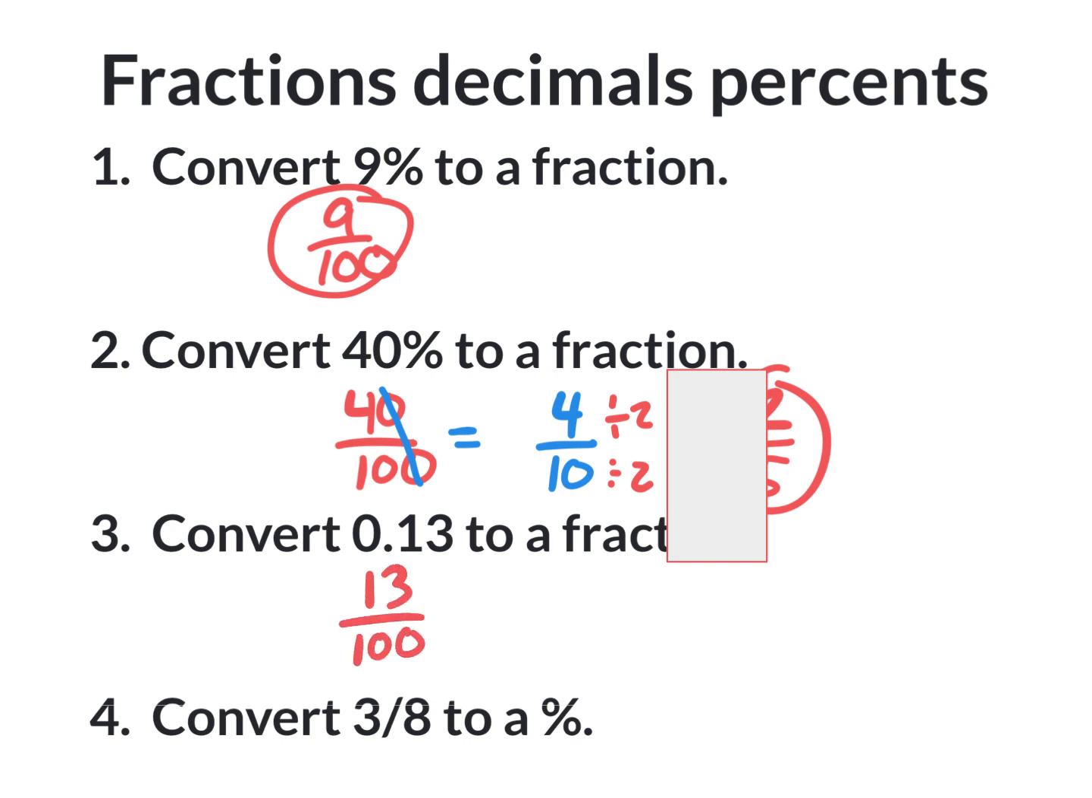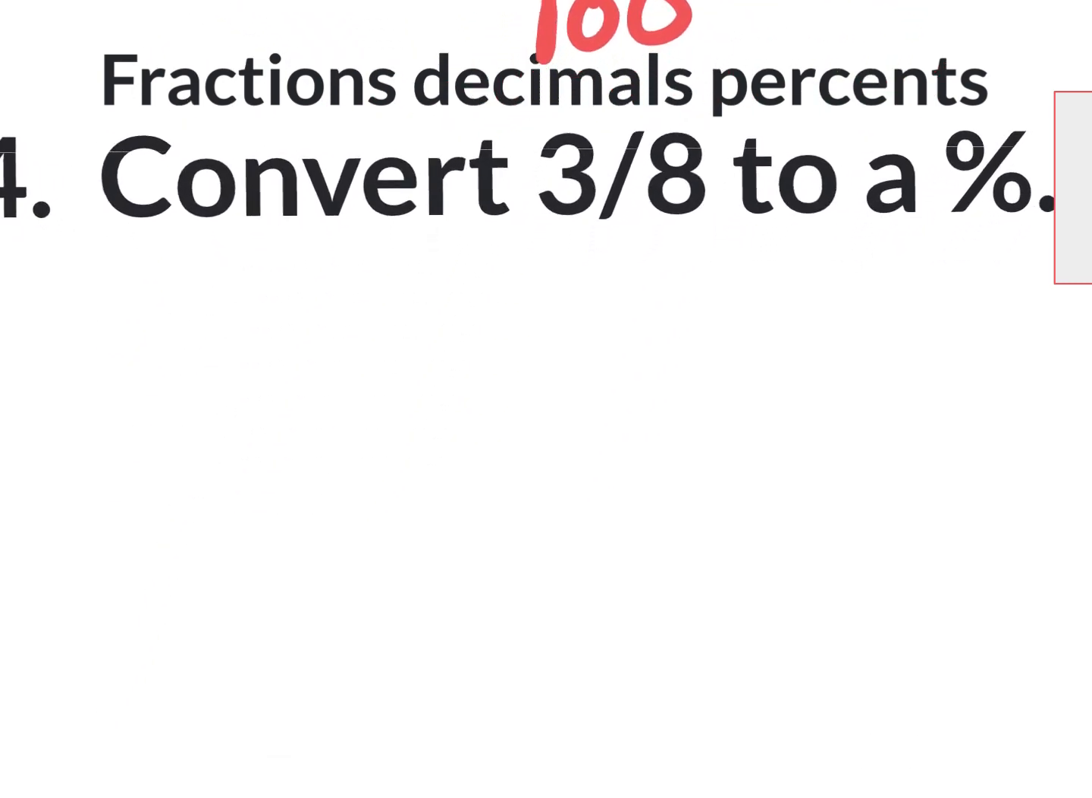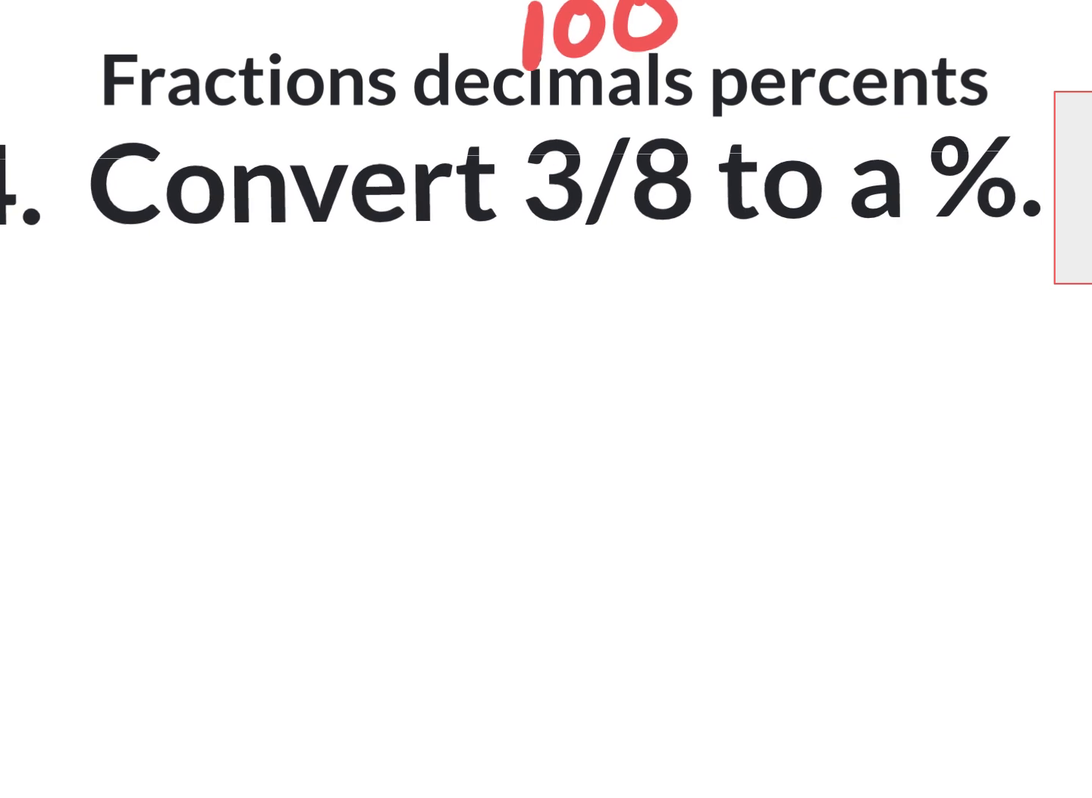So 13 over 100. Now, out of all these questions, converting fractions, decimals to percents, number 4 is the most challenging one. It says convert 3/8 to a percent. Okay, so first of all, 3/8 is a fraction, and I need to convert that to a decimal. So how am I going to do that? I need to recognize that a fraction is really a division problem. It's really the number 3 inside the division box and the number 8 on the outside of the division box.